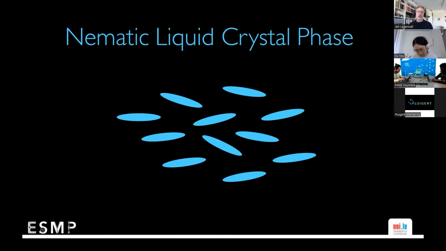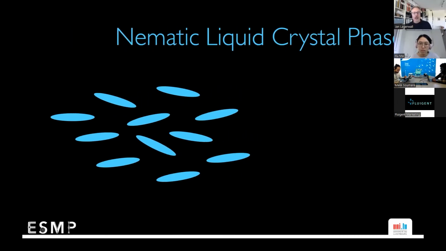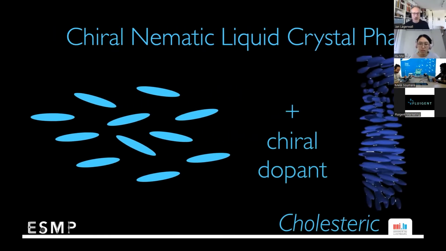And this gives the whole macroscopic phase anisotropic properties that you normally only find in a crystal, a solid crystal. But here you have those properties, although it's a liquid that flows and that you can then process using, for instance, microfluidic technology. Today, I'll be focusing on a specific version that you get when you add a chiral dopant.